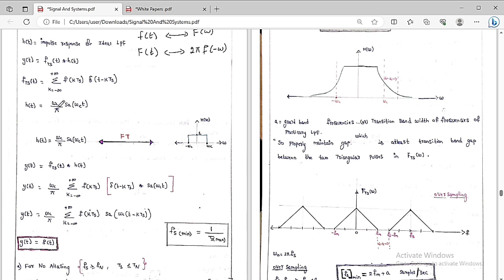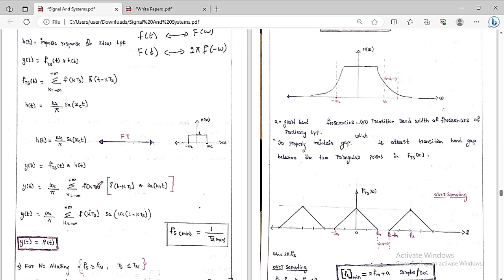Omega c by pi is constant. Take it outside. Sigma k equals minus infinity to plus infinity, f of k Ts, delta of t minus k Ts convolution of sinc of omega c t. Because if you see, omega c by pi is constant, the sigma is also constant. Sigma k equals minus infinity to plus infinity, f of k Ts, because f of k is a constant.